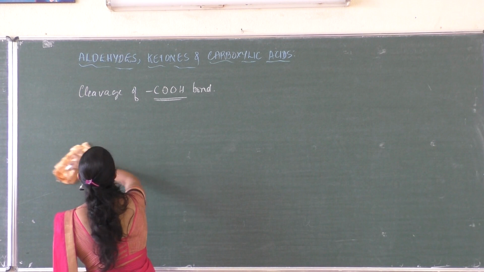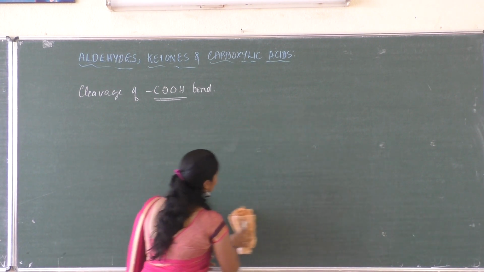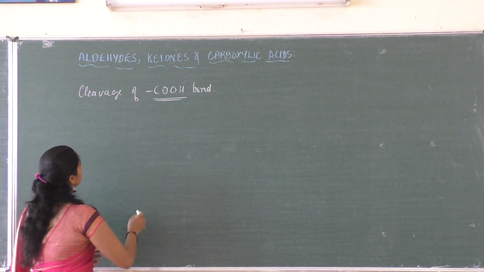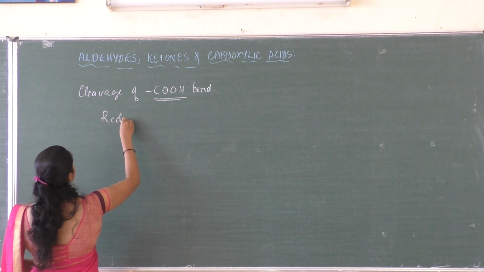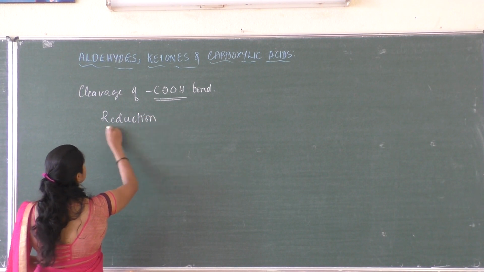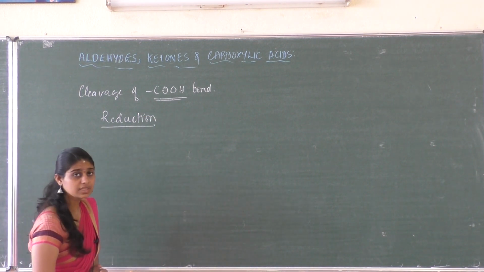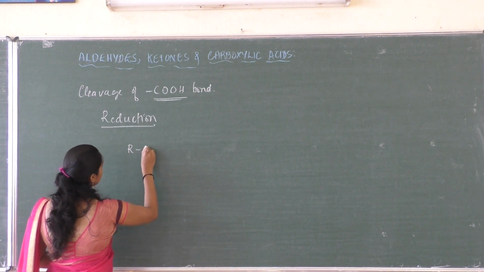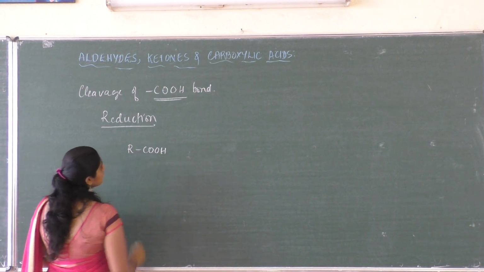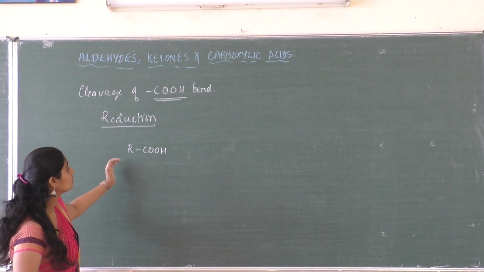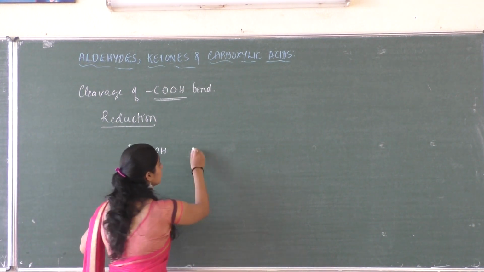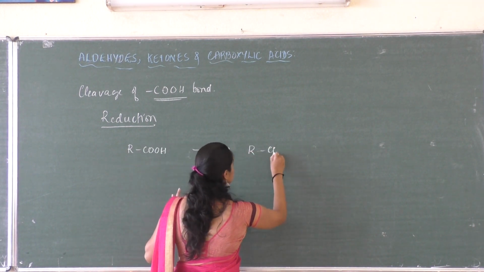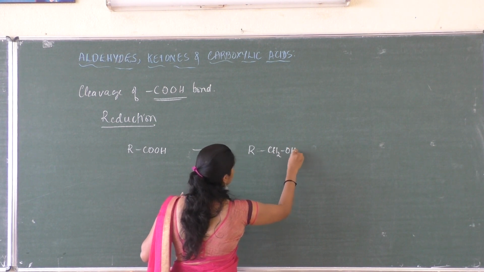So in this we have two reactions, cleavage of the carboxylic group, that is the COOH group. The first reaction that we are going to see is reduction. Reduction is nothing but the removal of oxygen. So when carboxylic acid is reduced, what is the product that we are going to get? That's nothing but alcohol. So it is RCH2OH, a primary alcohol we are going to get.